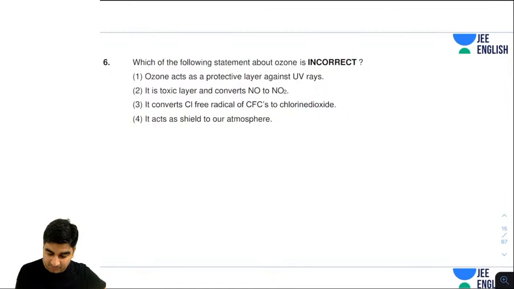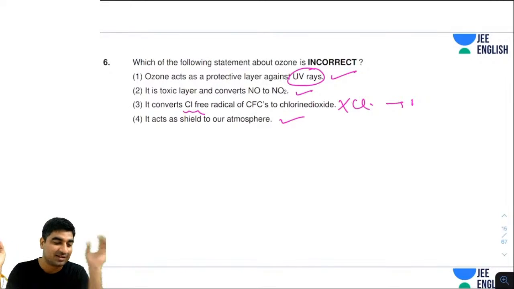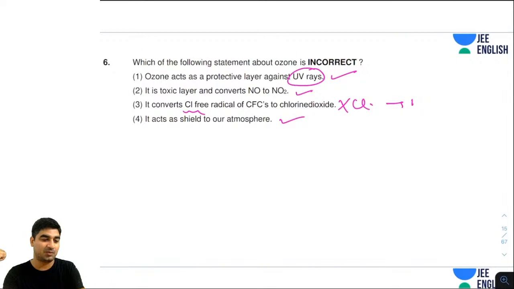So ozone acts as protective layer against ultraviolet. It is right. It is toxic layer and converts NO to NO2, right? It converts chlorine radical to CFC. No, this is wrong. It acts as a shield. Yes, guys, you know it acts as a shield because there is an initiative to protect ozone. I hope you remember it. Many countries are working to protect the ozone.